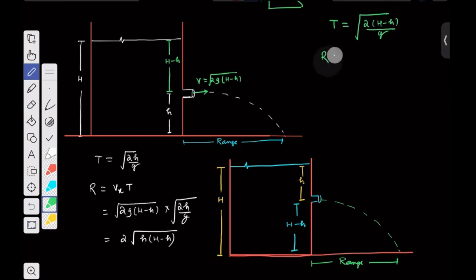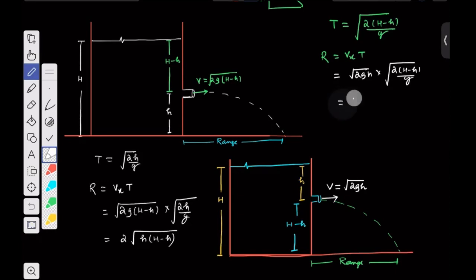And now the range again, if I find out by Vx into t, but now the height of the opening from the free surface is our small h. So the speed of efflux will be root 2g small h. So here what you will find, the range will be root 2g small h into twice of capital H minus small h by g. And what you find, is it not coming same? 2 root h into capital H minus small h.